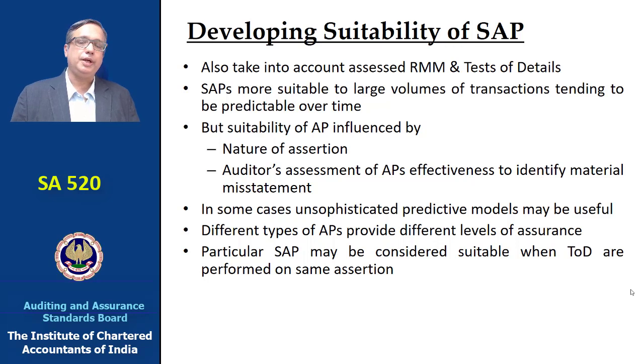So basically we need to consider this during the test of details, especially when there are large volumes of transactions. Like I gave the example of a retail trade, just to be simplistic over here. Retail trade can be predictable over time in the example which we have said. But there could be organizations where the trend could be different.